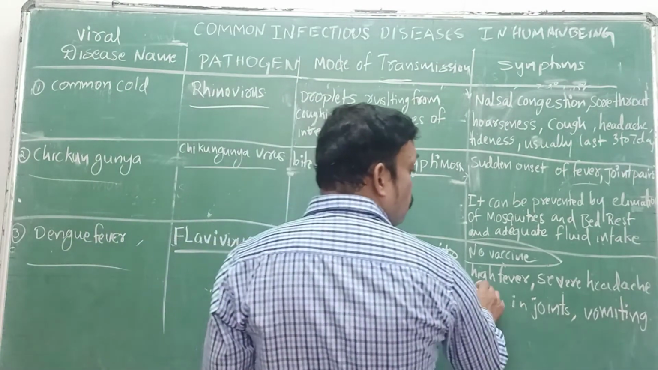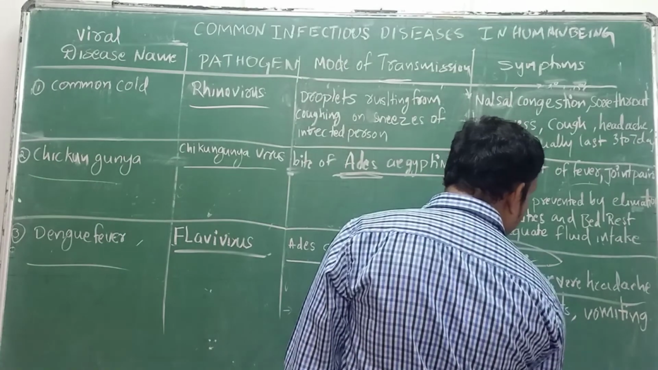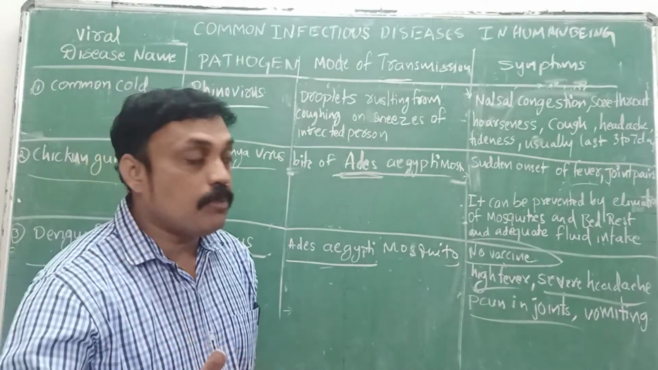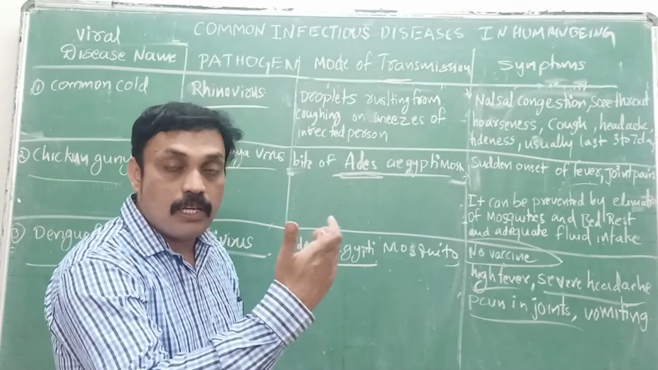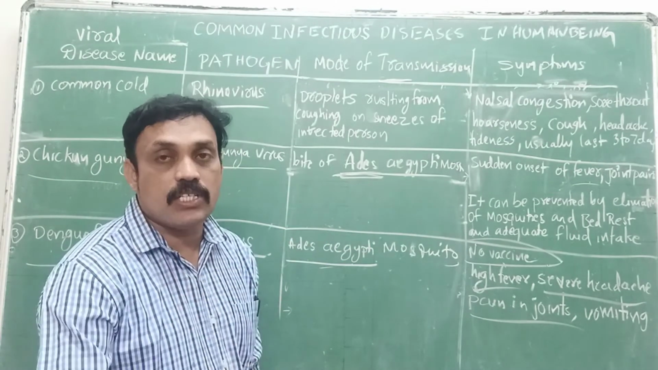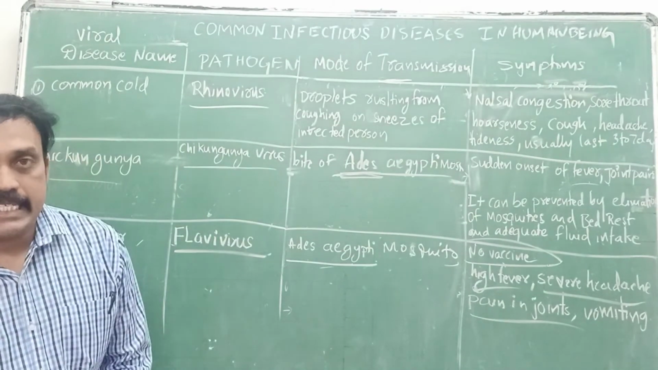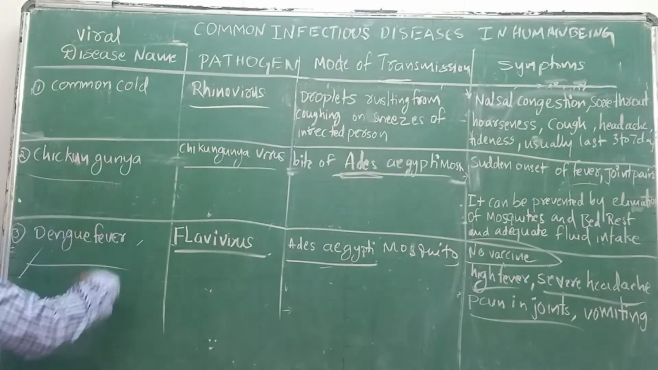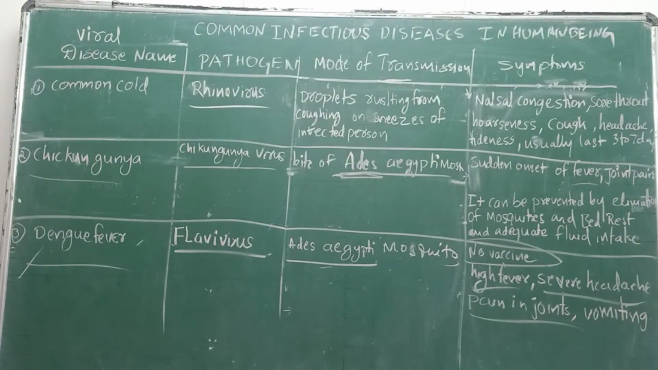High fever, severe headache, joint pains, and the symptoms are the same as chikungunya, but an extra symptom of dengue is a vomiting sensation, which we observe especially in dengue fever. These are some examples of viral fevers: common cold, chikungunya, and dengue fever.